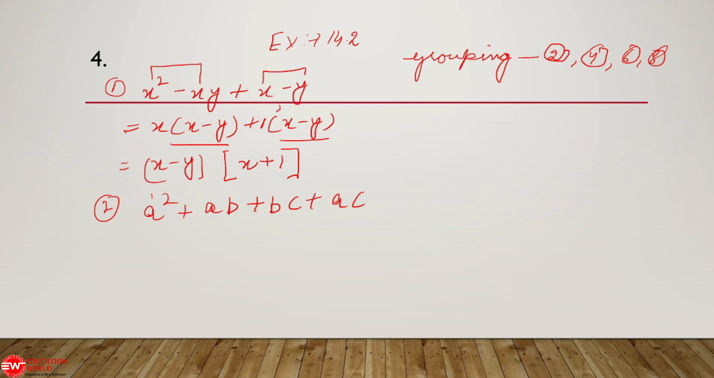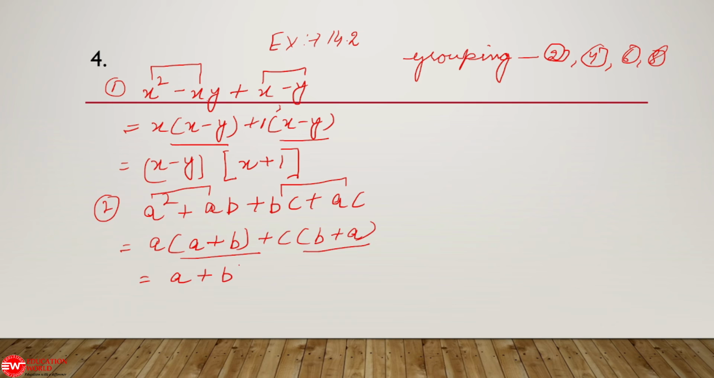Okay. So again I will do the grouping. First, second, third and fourth. So what is common? A is common. So A plus B. Here what is common? C. So B plus A. See here, bracket is again here also A plus B. This is also A plus B. So this is common. So we'll get inside A plus C. Quite simple. Not much difficult, I already told you. It's not a difficult one.